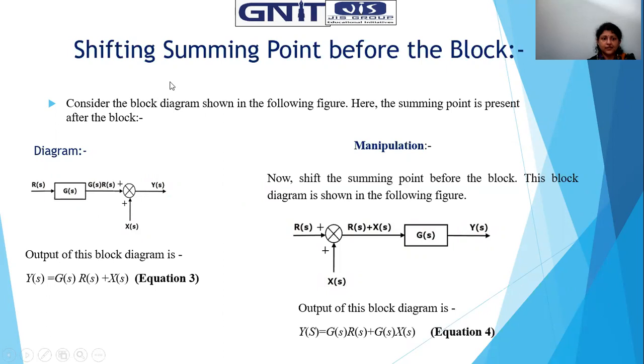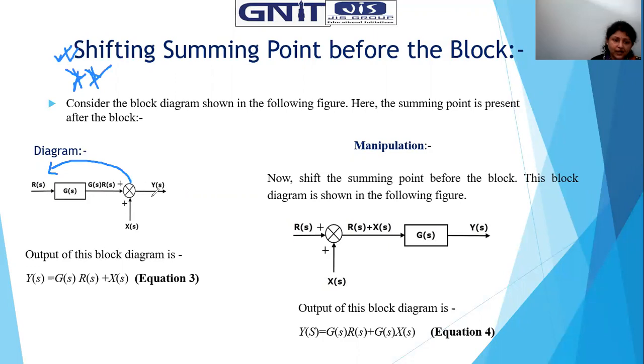contrary to that, shifting the summing point before the block. That means what is the problem? The problem is that we want to shift our summing point here to the right. So we generally do it. Okay, we generally do it. So this manipulation you have to keep in mind. This manipulation is important. We generally do it. Okay, the summing point will be shifted towards the left. So this formula you have to keep in mind. Then automatically you can guess the other formula related to shifting of the summing point. Okay, so just keep in mind, this is an important formula for your exam.